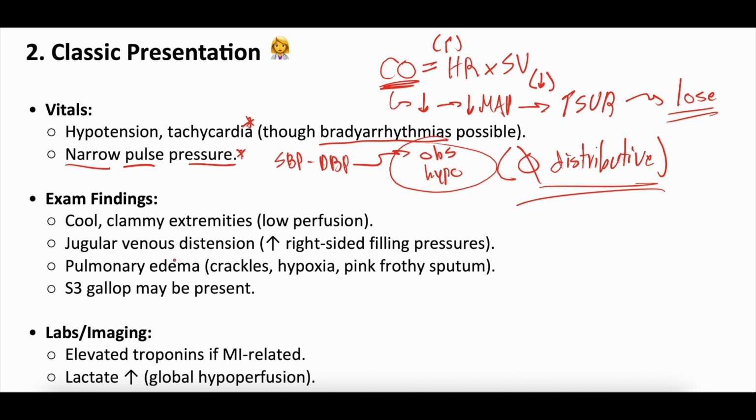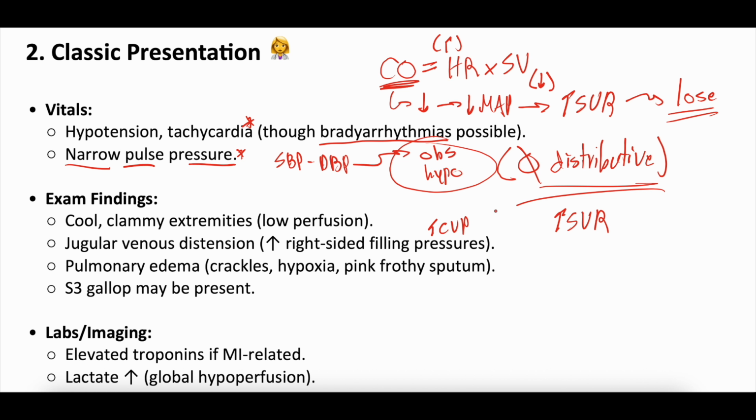Exam findings, these patients are going to be cool and clammy. And the reason they're cool and clammy is we said they get vasoconstricted. They have a high systemic vascular resistance, a high SVR. So all those cutaneous blood vessels are starting to vasoconstrict. That will lead to decreased blood flow to the skin and lead it to feel cooler. You'll get high jugular venous distension because we said the CVP is high because all that venous blood is kind of backflowing. It's getting congested because it can't flow into the heart as readily as it would like to because that heart is not able to squeeze as robustly.